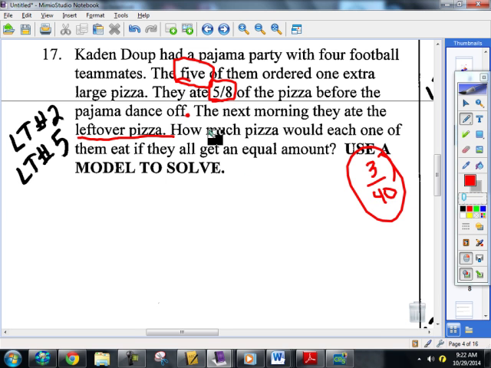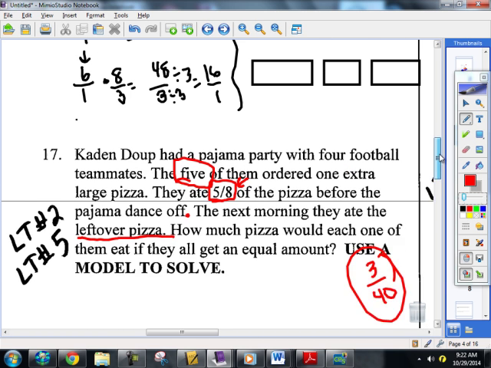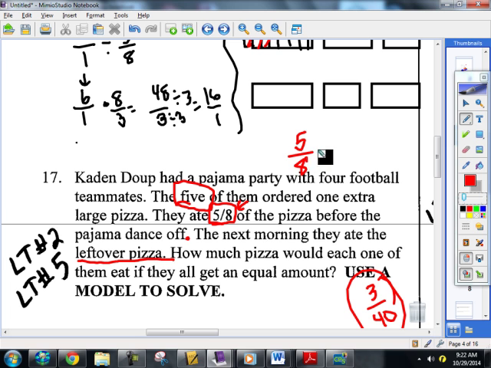People were confused here. They were saying, well, this is the amount. Are we dividing this by 5 or are we dividing 3/8 by 5? It's about the leftover amount. How much of the leftover pizza did they get? We know if they ate 5/8 of the pizza last night, how much is remaining the next morning?